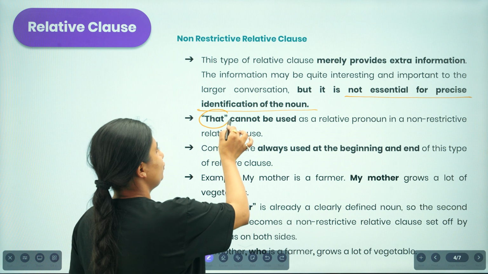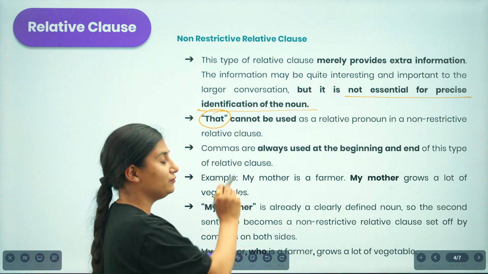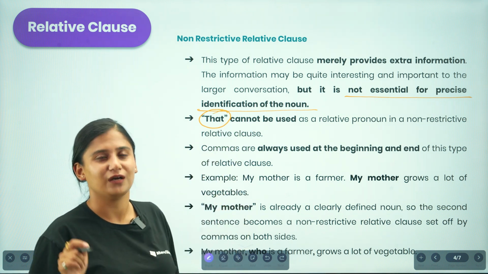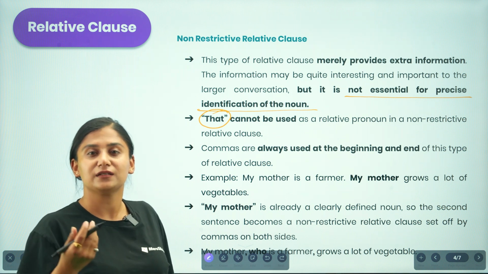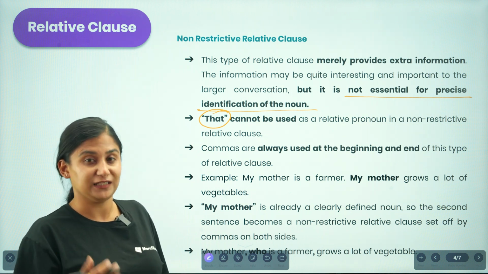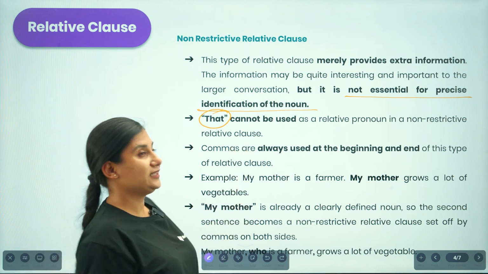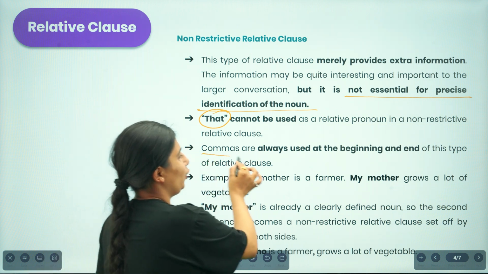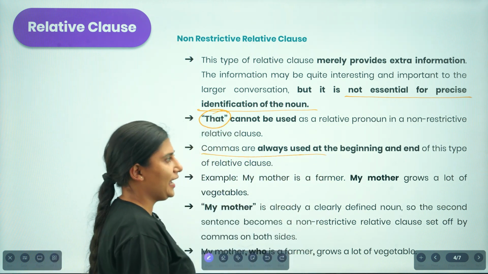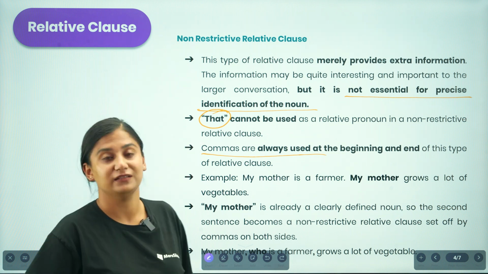And the next thing is, we don't use the relative pronoun "that". We cannot use the relative pronoun "that" whenever we are writing or creating a sentence using non-restrictive relative clauses. Moreover, commas are always used at the beginning and end of this type of relative clause.